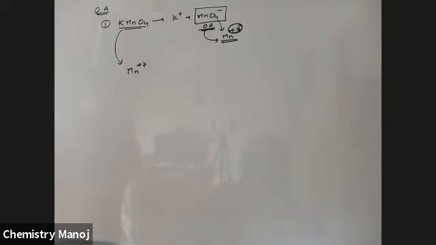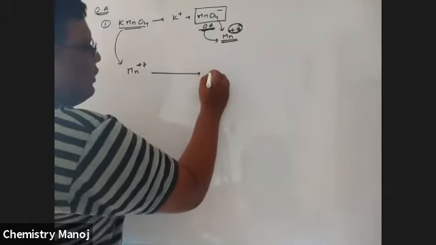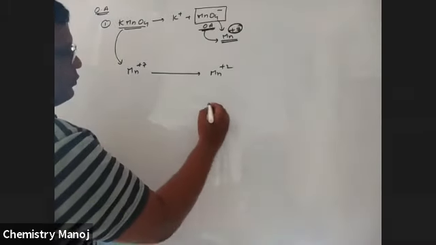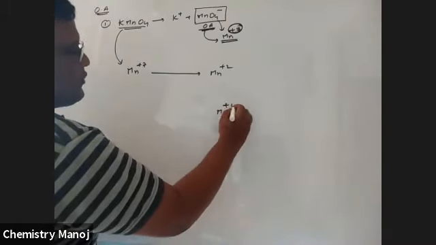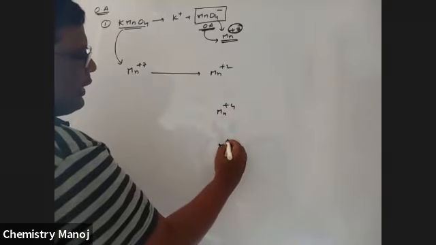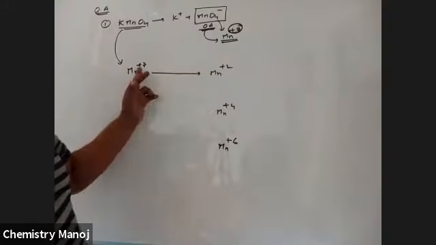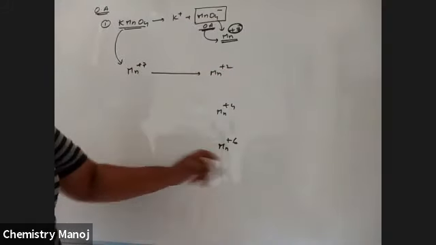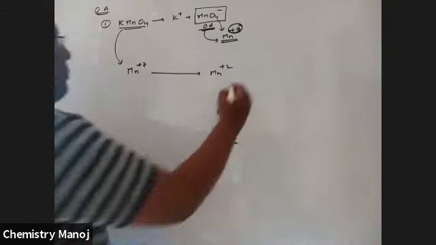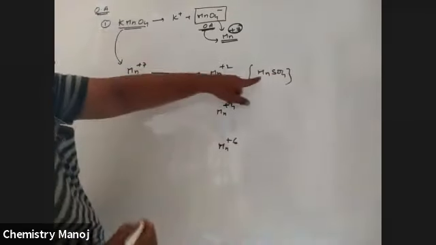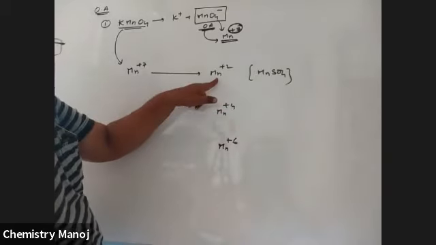Mn+7 means KMnO4. This Mn+7 converts into Mn+2, or Mn+4, or Mn+6. That means +7 changes to +2, +7 changes to +4, +7 changes to +6. Here Mn+2 is in MnSO4, that is, KMnO4 may convert into MnSO4, where Mn is in the +2 state.